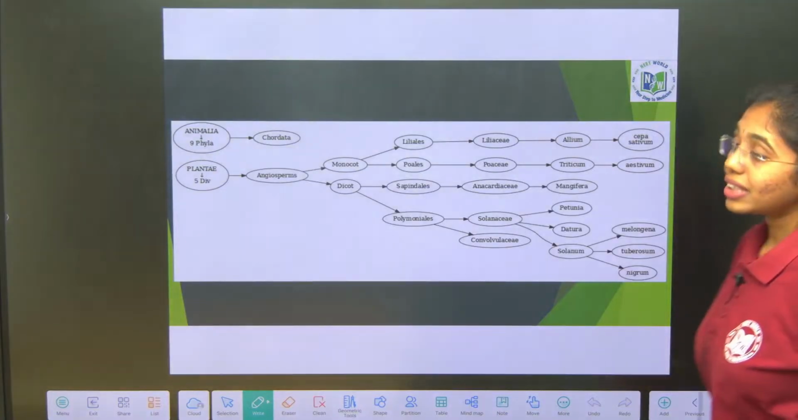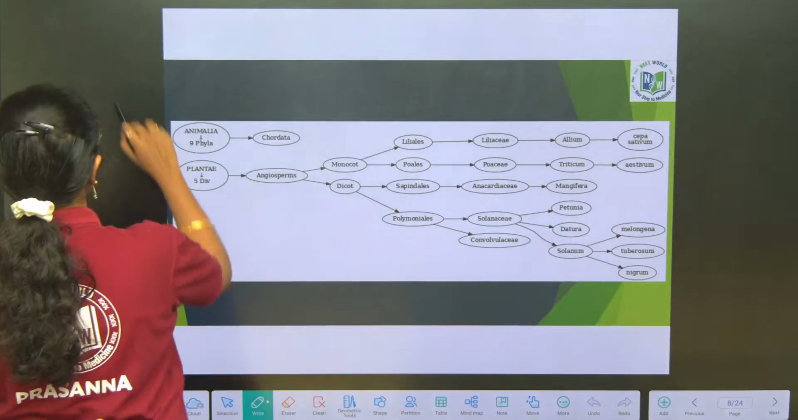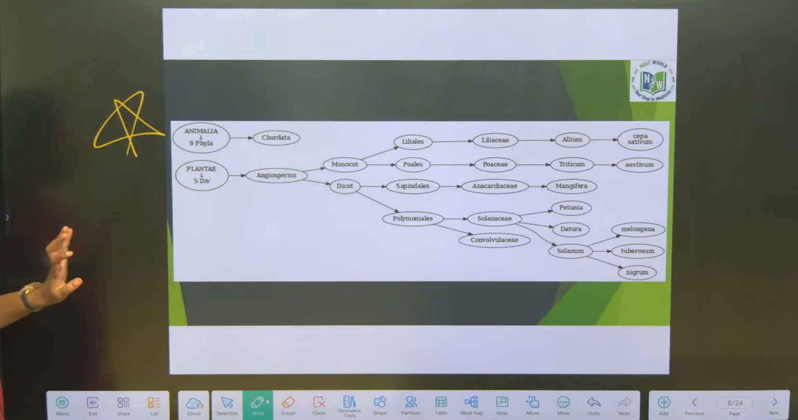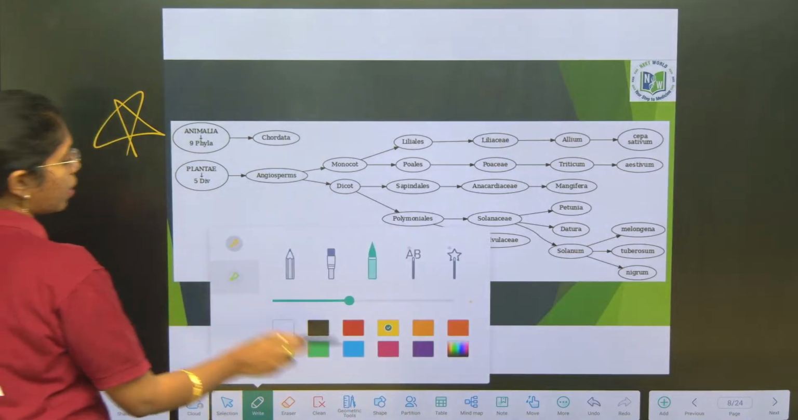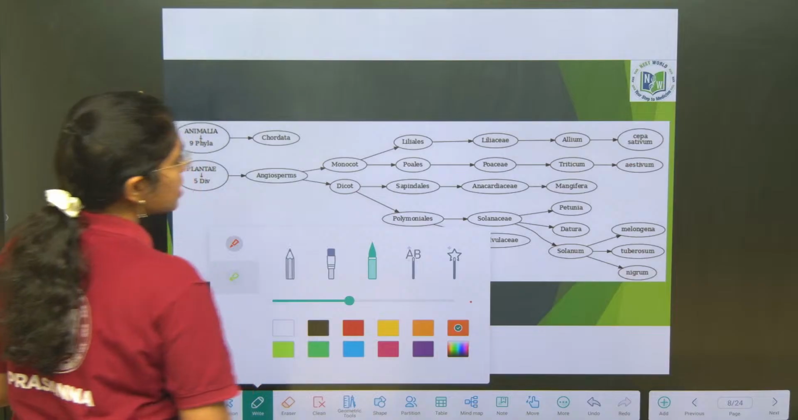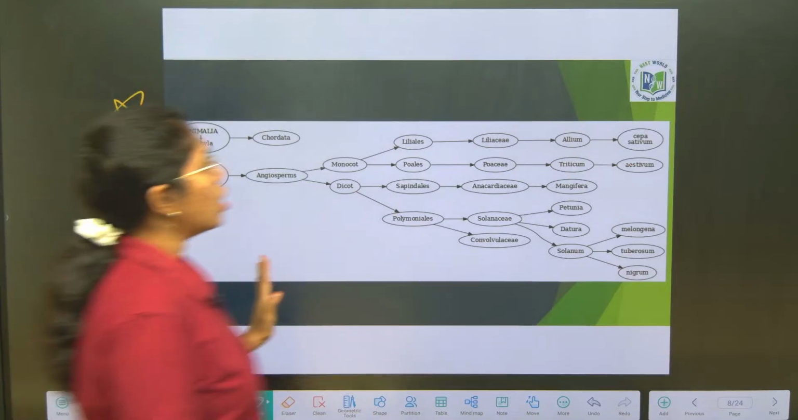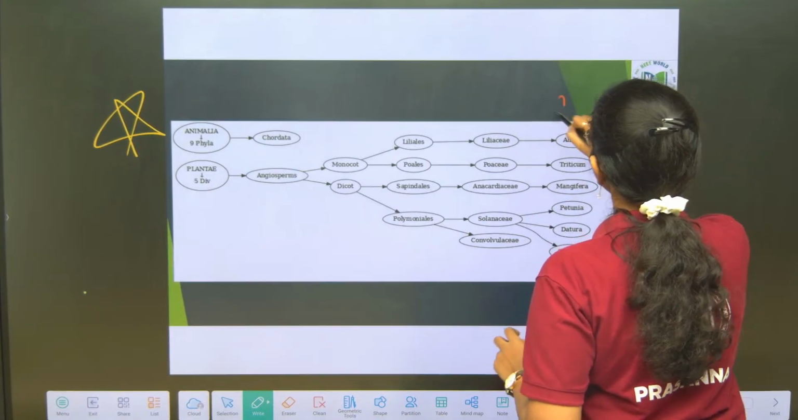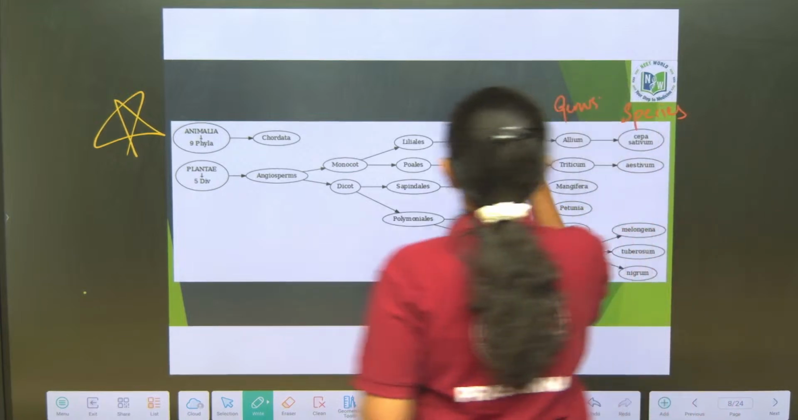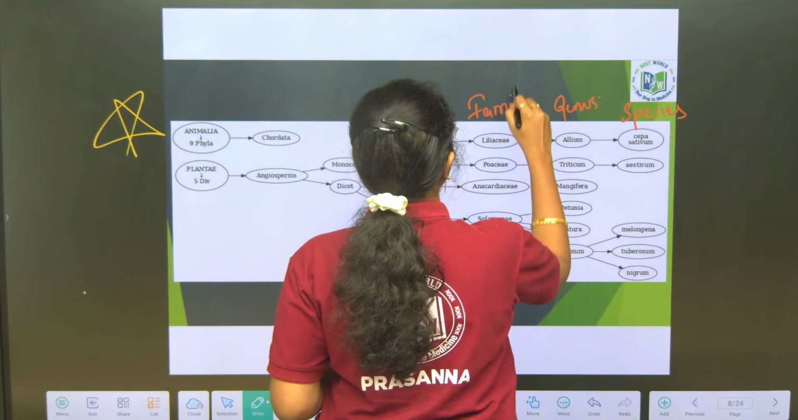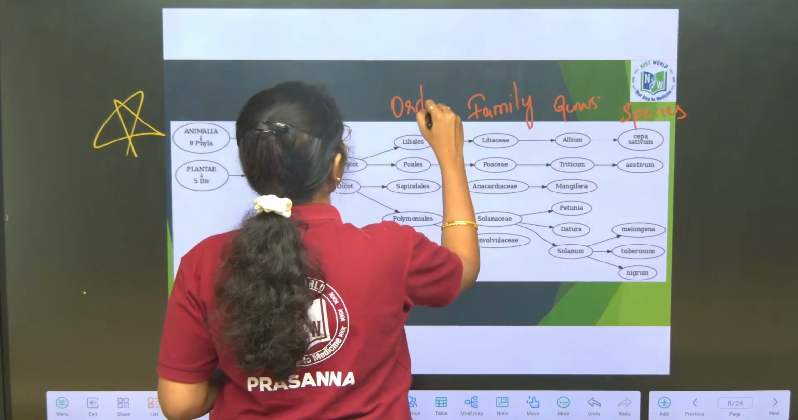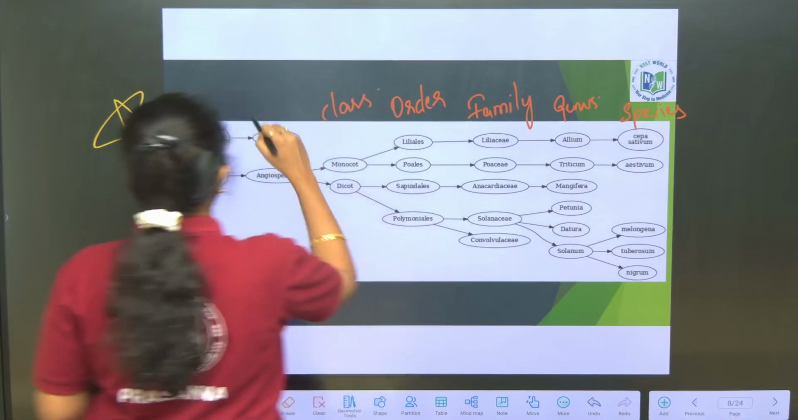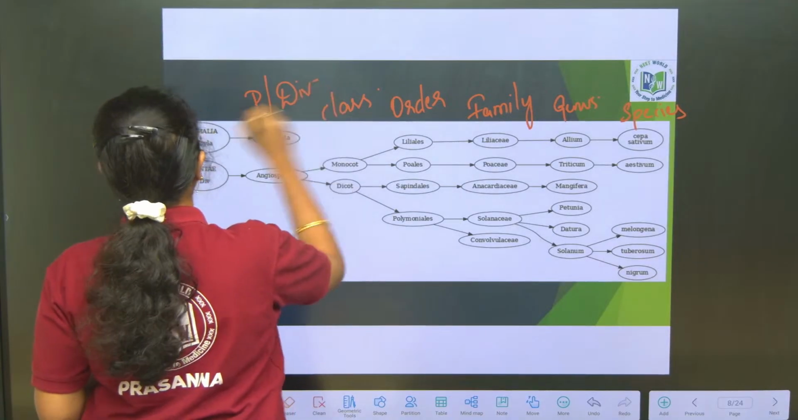Next. So, this table or chart is very important, ma. You can keep how much ever star marks you want, and directly from this table you will get the question. Okay. This framework should be in your mind. Okay. So, here just name out the 7 taxonomic categories from species to kingdom. Okay. First is what? Species, then genus, and then family, order, class, phylum or division, and last is kingdom.